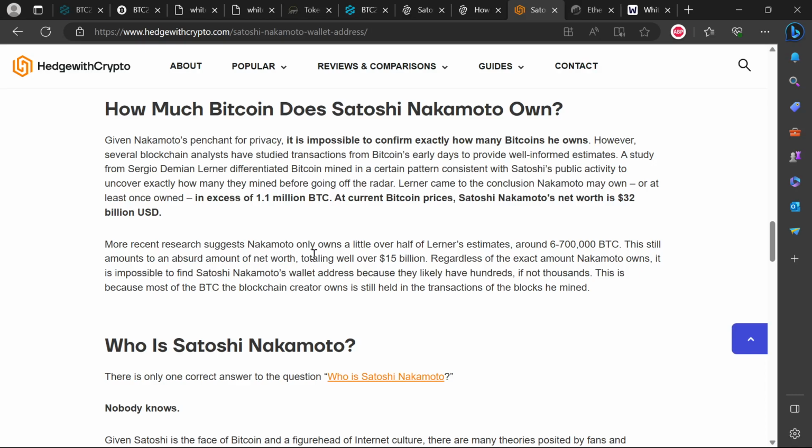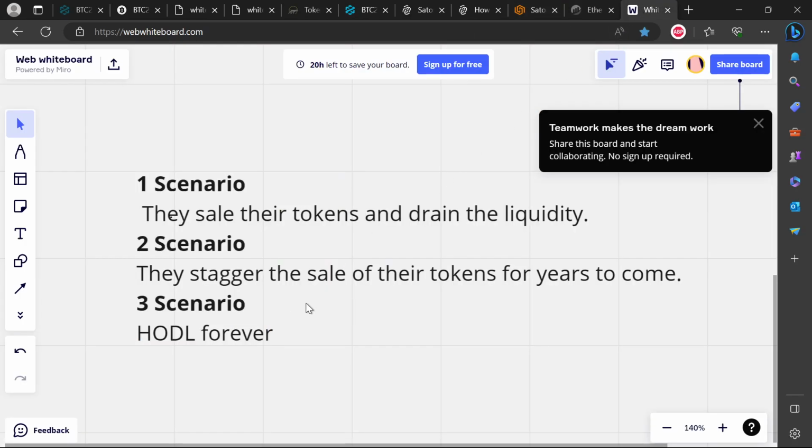And more research suggests Nakamoto only owns a little over half of Lena's estimates, around half of that 1.1 million. So these bitcoins that Satoshi mined way back in 2009, those addresses have never moved those bitcoins. And most of them are in the block which was actually just mined. They never were moved. This is basically holding forever. So that's scenario number three, because it just goes back to the real Bitcoin. They're just following the real Bitcoin.